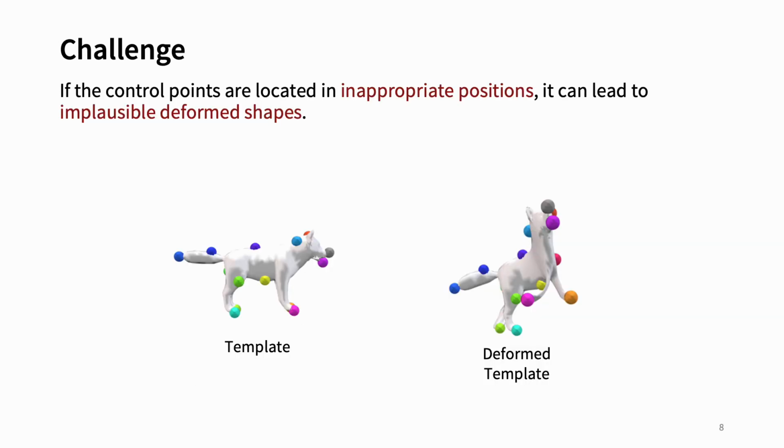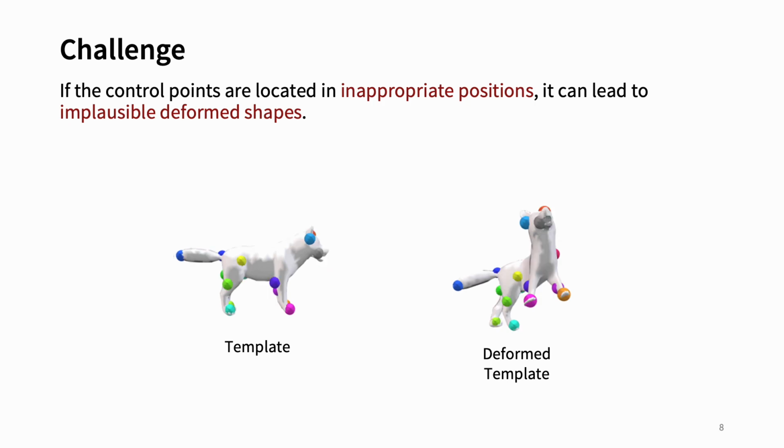Let me show you a more detailed example. If the control points are located in inappropriate positions, it can lead to implausible deformed shapes. Conversely, well-placed control points generate plausible deformed shapes.